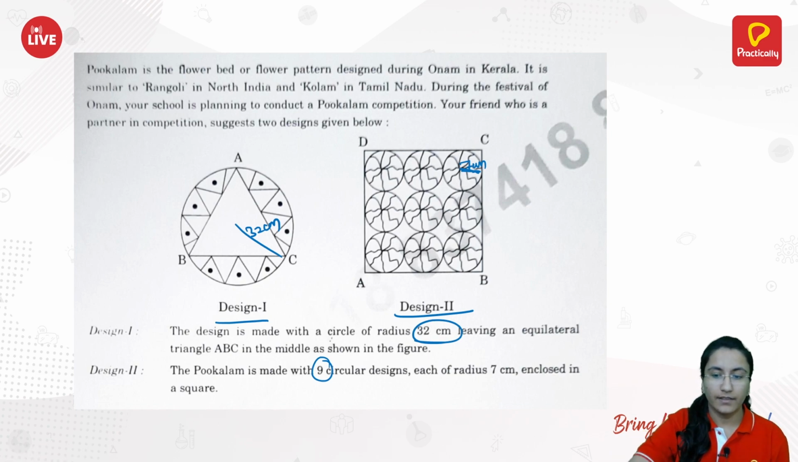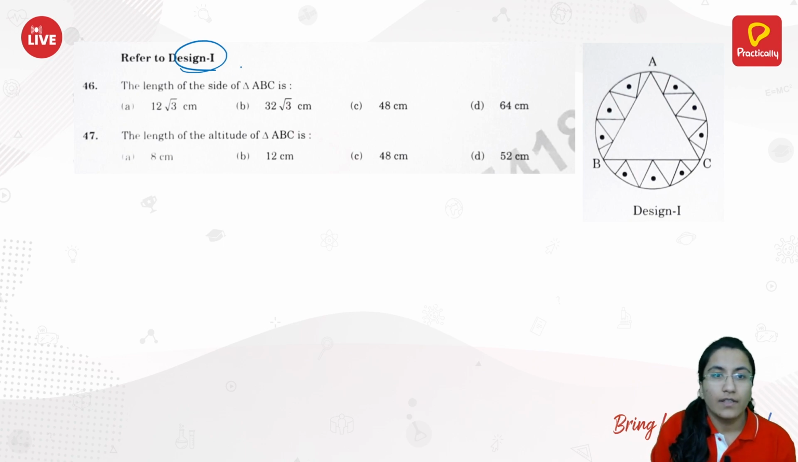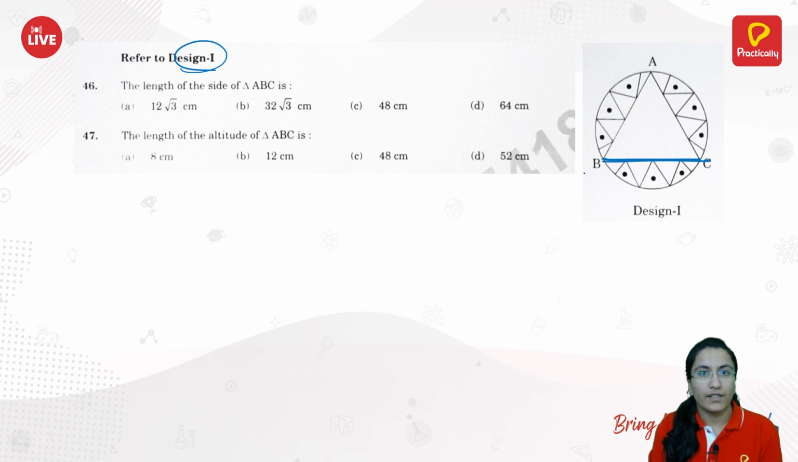Okay, let's find. For the first one, you need to find the length of the side of triangle ABC based on design 1. This was your design 1. Triangle ABC is an equilateral triangle, already mentioned to you, right? The radius is 32 centimeters, which has already been given to you. If you draw a perpendicular from the center of the circle, it would bisect the side, right? So whatever is this length, double of that would be the side length of the triangle.